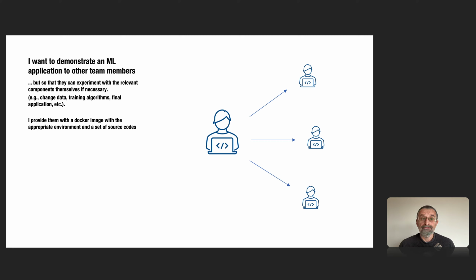Next use case. Imagine that you want to demonstrate a machine learning application to other team members, so that they can experiment with the relevant components themselves if necessary. For example, change data, training algorithms, create the final app, etc. So you provide them with a Docker image with the appropriate environment and a set of source codes, so they are capable not only of running the code but also of modifying it.